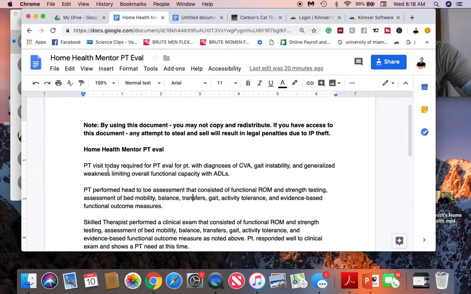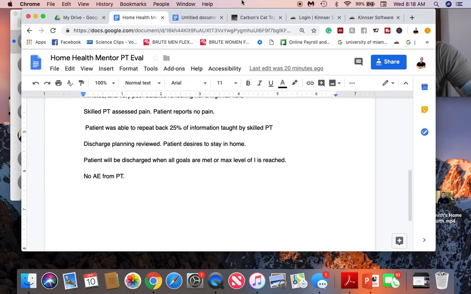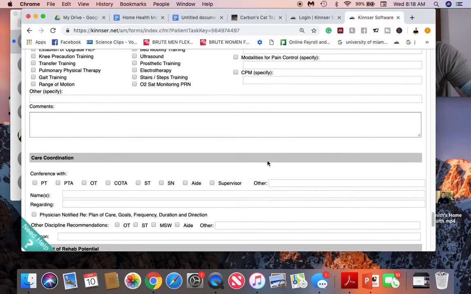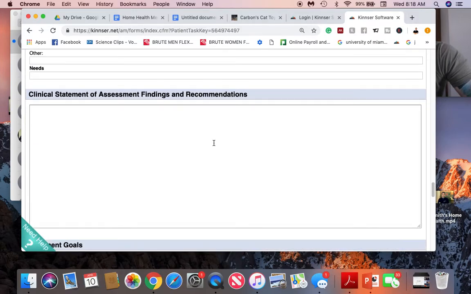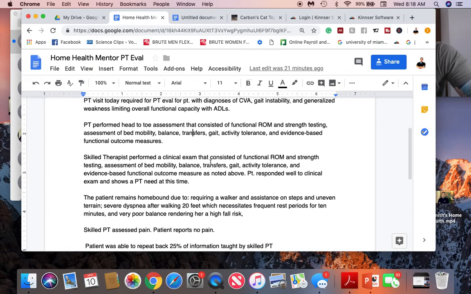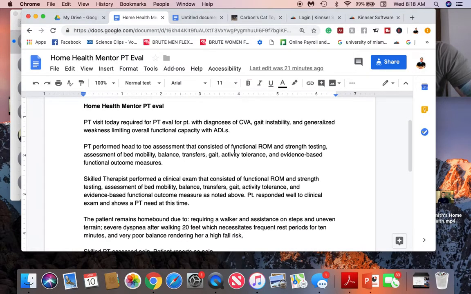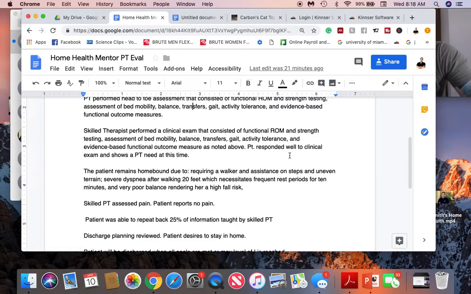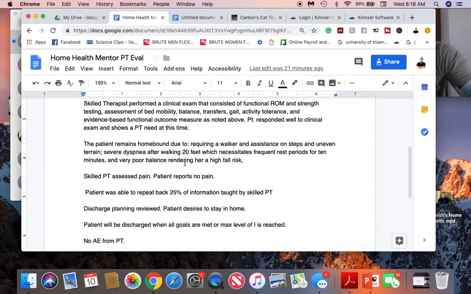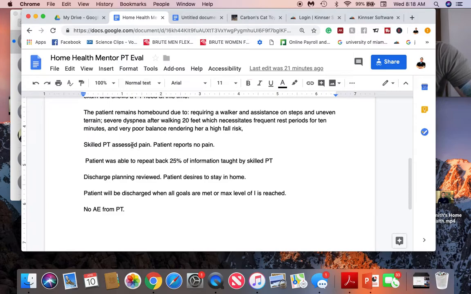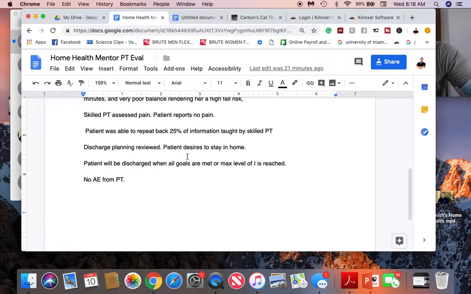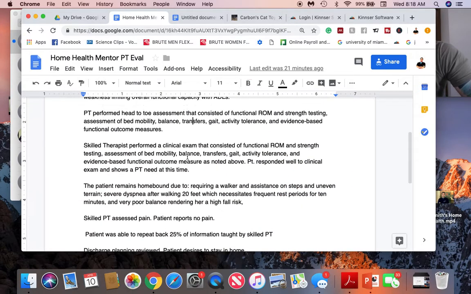So we can see this is what I would put. This whole paragraph here is what I would put in my clinical statement of assessments. And we can see that, it's PT visit required today for a patient with diagnosis of CVA, gait instability, and generalized weakness in the overall functional capacities with ADLs. Head to toe assessment consisting of everything we said. And patient responded well. The clinical exam shows that PT needed this team, why they're homebound, if they have pain, what they were able to verbalize and demonstrate, discharge planning reviewed. And again, in the home health mentor course, I have more templates like this, but this is the one I'll give you guys today.